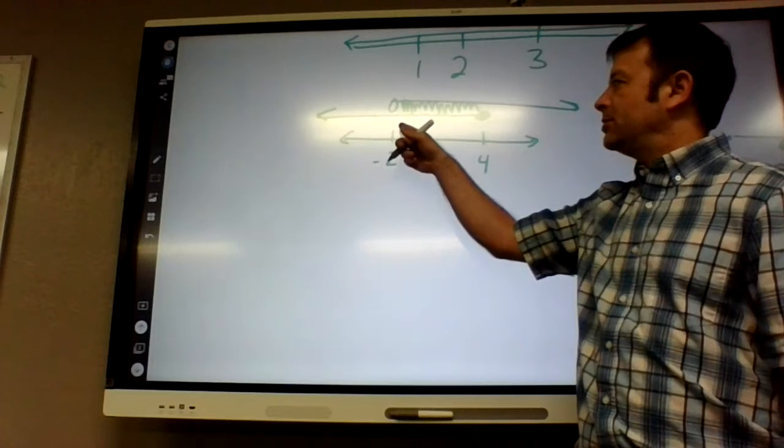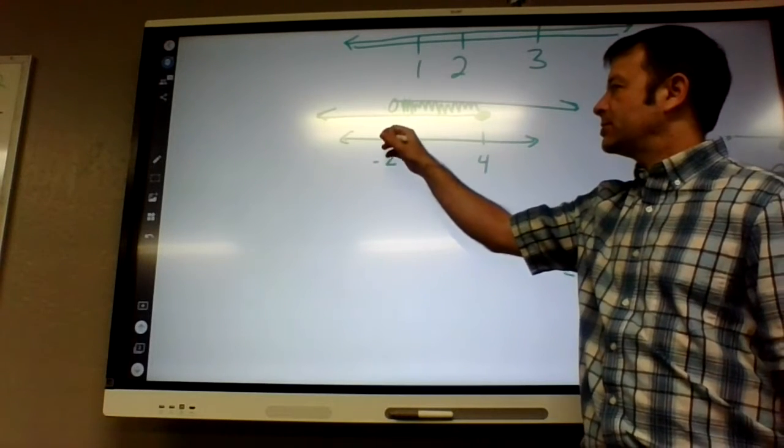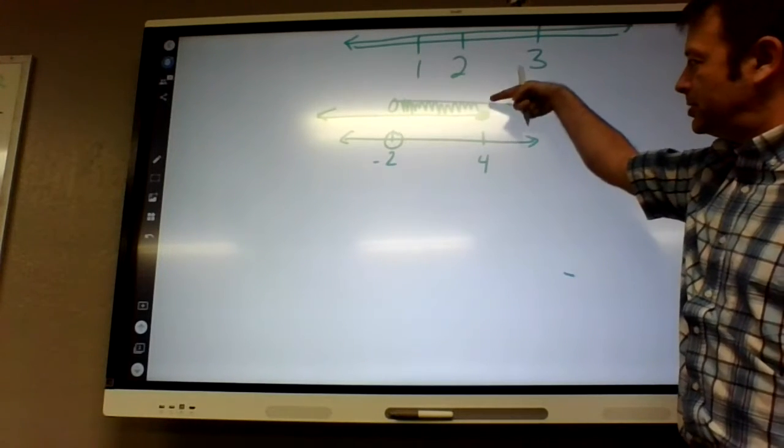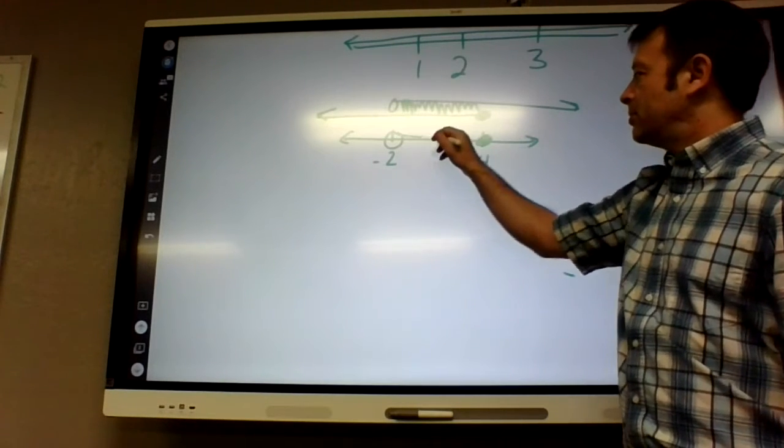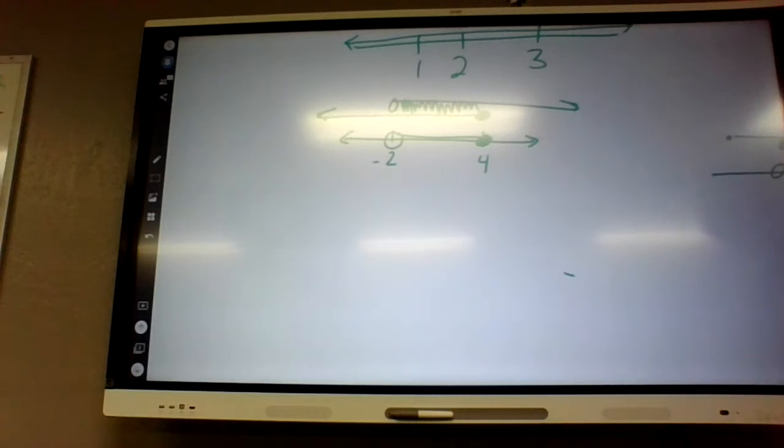Is -2 included in both of them? No, so it keeps an open circle. Is 4 included in both of them? Yes, so it stays a closed circle. And then you just draw the line between those two. So all the numbers between -2 and 4, 4 is included.